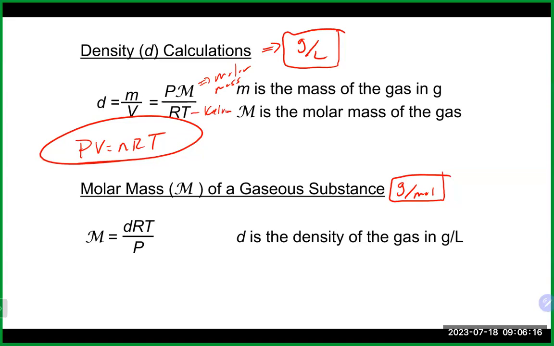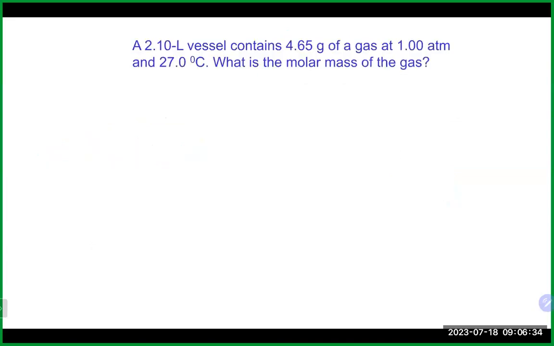So again, you do have a couple of options in terms of how you could solve these problems. And if you can't remember these formulas, you can default back to the ideal gas law and use it to figure out both the density and the molar mass of a substance. So let's take a look at one of these, and then we'll talk about how to solve it a different way. So why don't you give it a try here. A 2.1 liter vessel contains 4.65 grams of a gas at 1 atmosphere and 27 degrees.